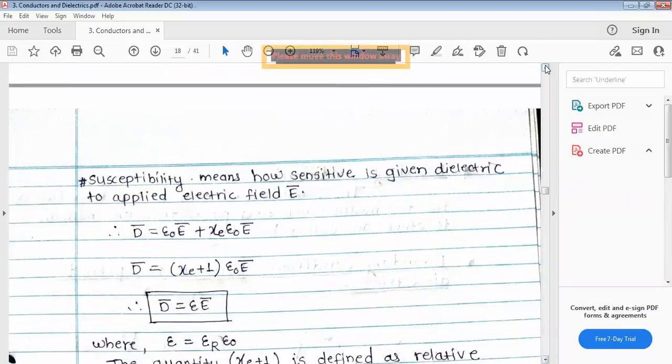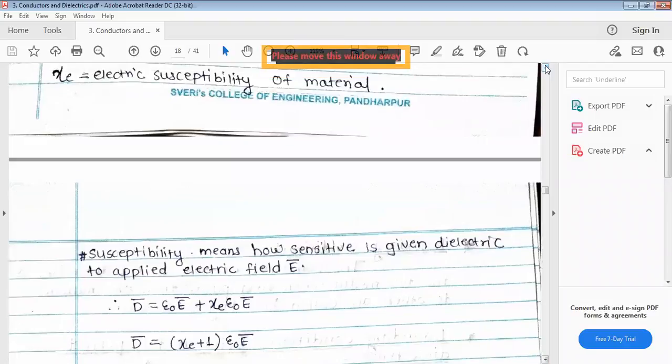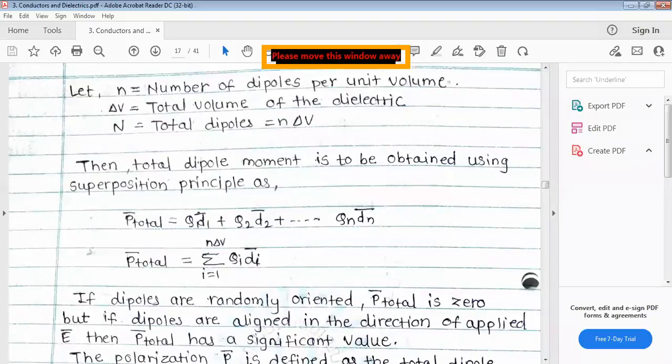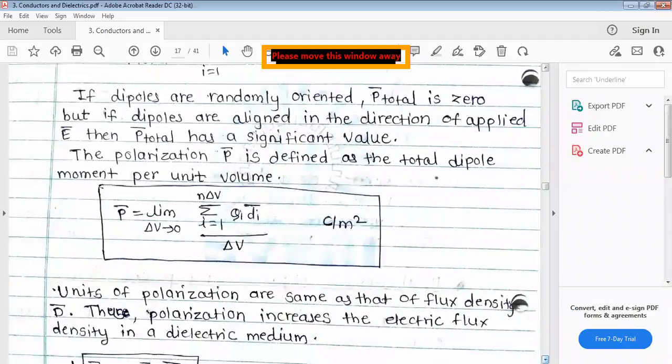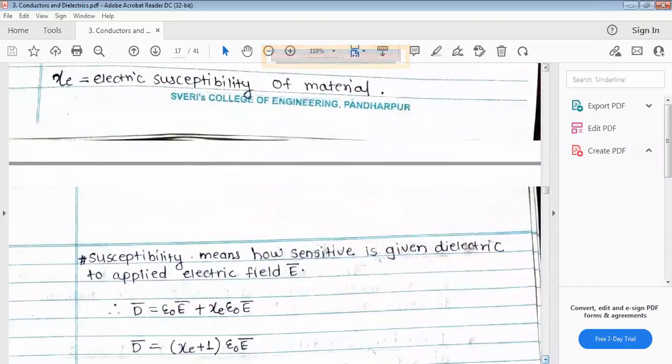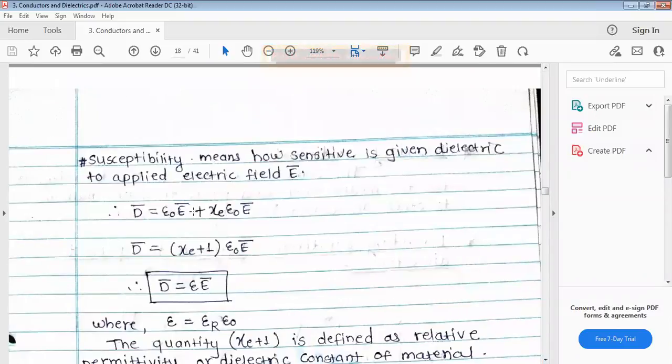So I'll skip the previous equation so that you will understand here. D bar is equal to epsilon 0 E bar plus P bar, and P bar is equal to Xc into epsilon 0 E bar. So just put this in the equation of D bar. We get D bar is equal to epsilon 0 E bar plus P bar, and P bar is equal to Xc into epsilon 0 E bar. So take this epsilon 0 E bar common. The remaining term is Xc plus 1.